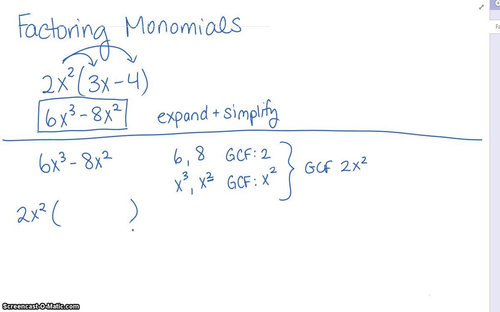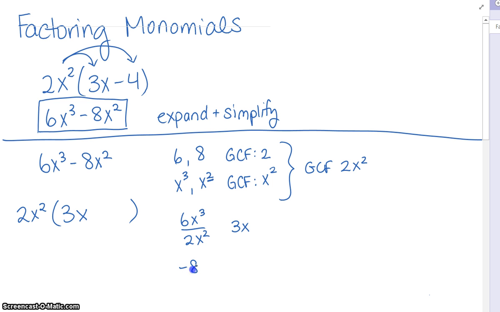So now we look at each term. 6x cubed. If I divide that by 2x squared, the 6 and the 2 will divide. That will give us 3. X cubed over x squared, when you're doing division on the same base, you subtract their exponents, so you get 3x. That would be your first term.